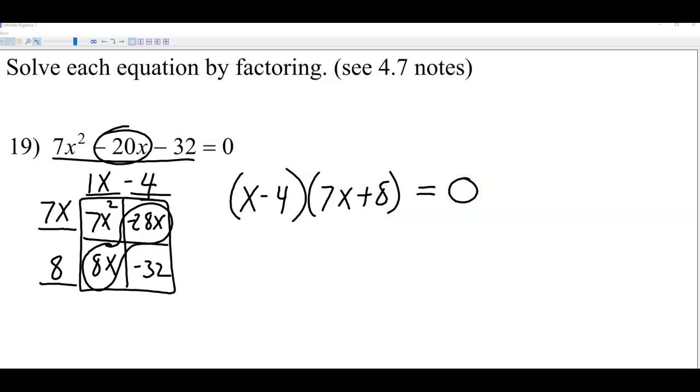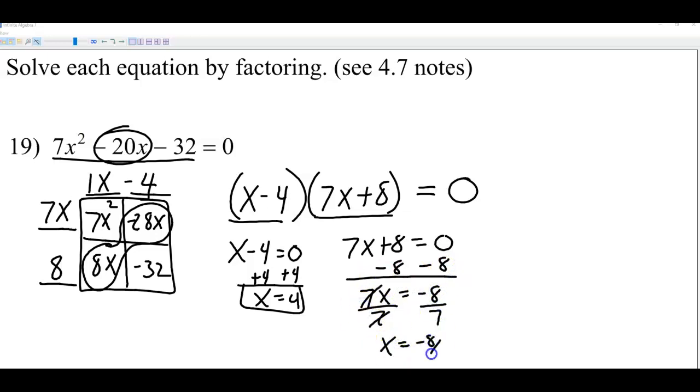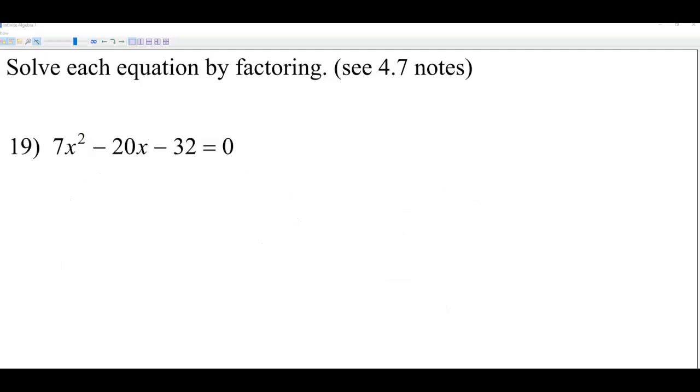Now notice it's equal to 0. Since it's equal to 0, you're going to take each factor and set them equal to 0. And then you solve each of those little miniature equations. And there's my 2 answers. x equals 4 and x equals negative 8/7. So factor, set each factor equal to 0, and solve.